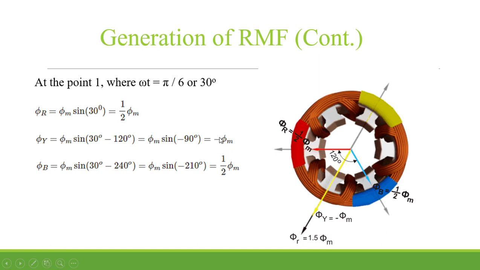Minus will again denote a 180 degree phase shift. So here initially yellow was there, but it is 180 degree phase shifted. Here we will be drawing the yellow as minus phi m, but for calculation purposes we will only take the magnitude as phi m. Phi b is half times phi m. Again we have drawn phi b as half times phi m. Now we need to find the resultant. Here we have three phasors.